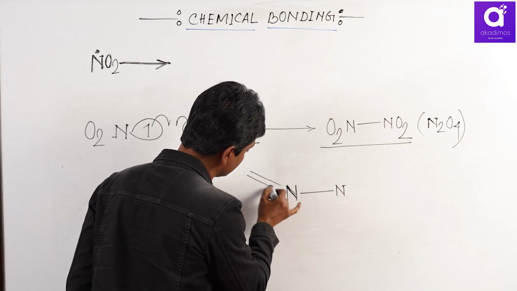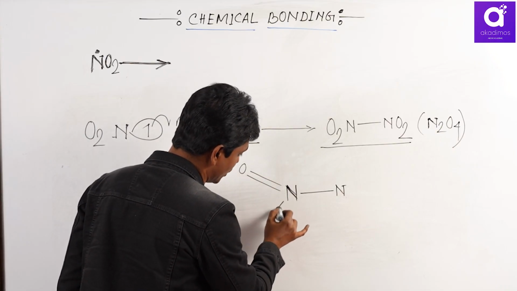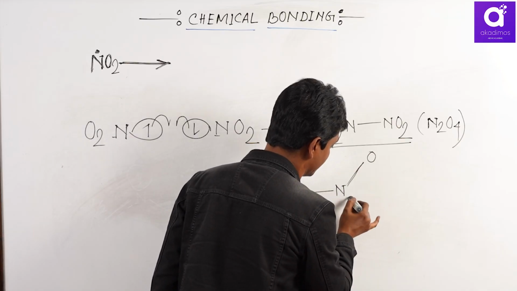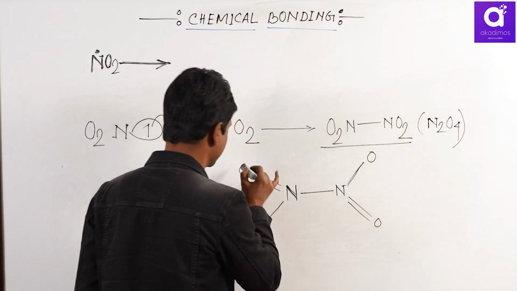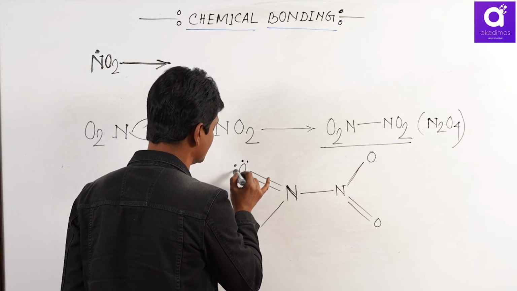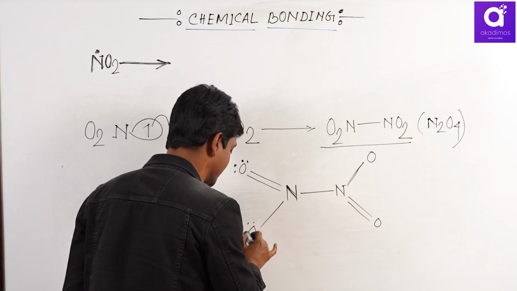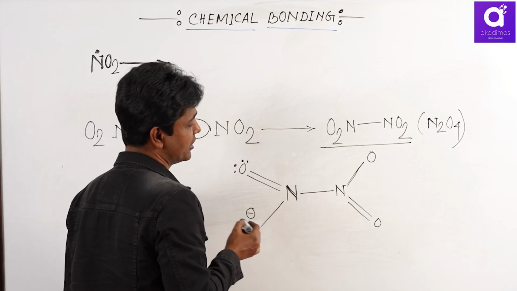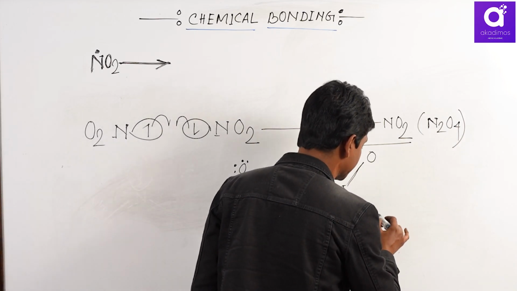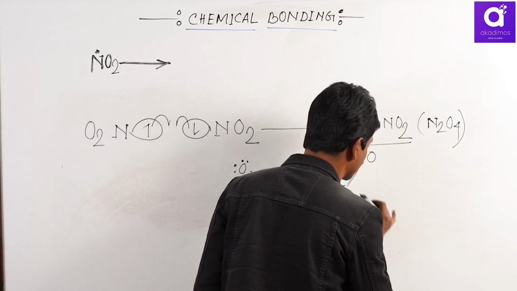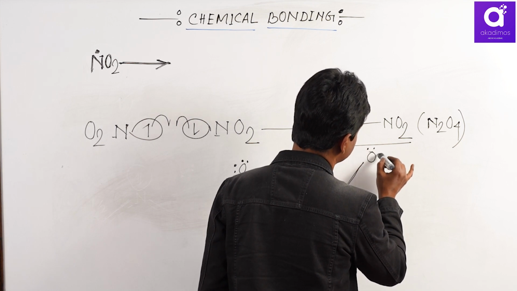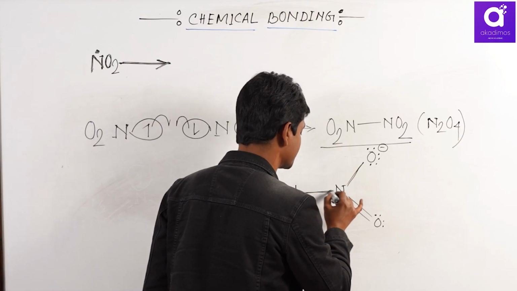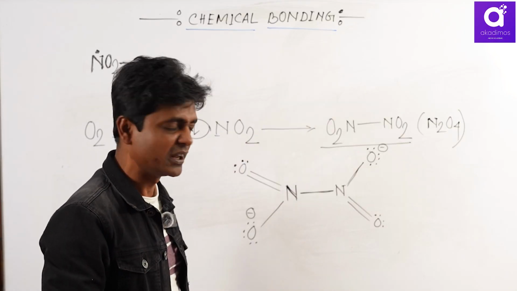One double bond with oxygen, single bond with oxygen, single bond with oxygen, double bond with oxygen. Double bonded oxygen has two lone pairs of electrons. Single bonded oxygen has three lone pairs of electrons with formal charge -1, and here two lone pairs, neutral oxygen. Single bonded oxygen is O minus, like halogen with -1. This is the structure of N2O4.